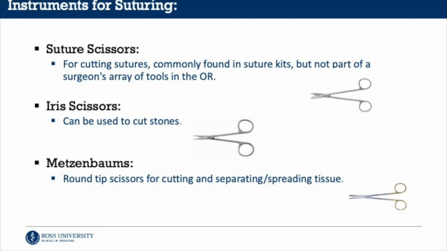We also have suturing scissors. These are for cutting sutures, commonly found in suture kits, but not part of a surgeon's array of tools in the operating room. We also have iris scissors, which can be used to cut pathologic stones. And then, of course, the Metzenbaums, which are round-tip scissors for cutting and separating or spreading tissue.